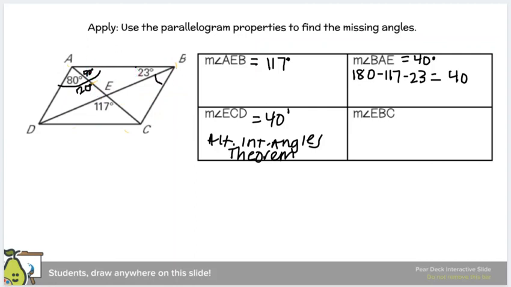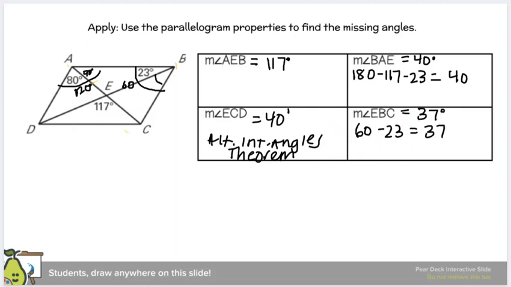Because this is a parallelogram, we know that angle B altogether should be supplementary with 120. So this entire angle, ABC, should be worth 60. And since we know that ABD is worth 23, we can take 60 minus 23, which gives us a difference of 37. So the measure of angle EBC would be 37 degrees.